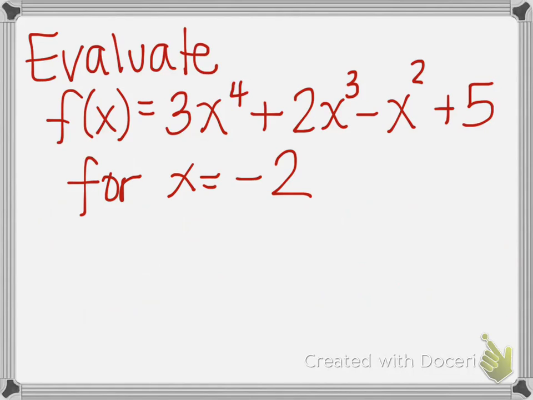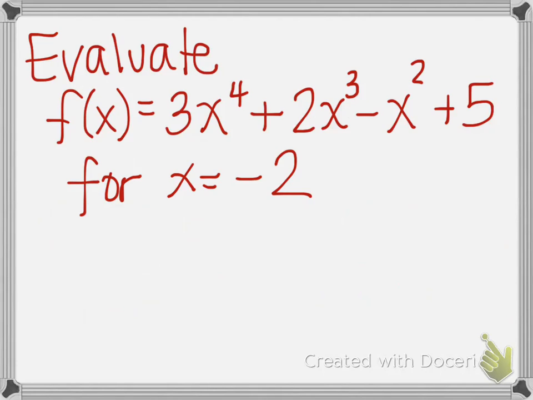So look, I've got this big polynomial equation, 3x to the fourth plus and so on, and I want to evaluate for x is -2. Well, if I do it the old school way, then that means I'm just going to substitute in -2 for all my x's, and if the numbers aren't too big, then I don't need a calculator.